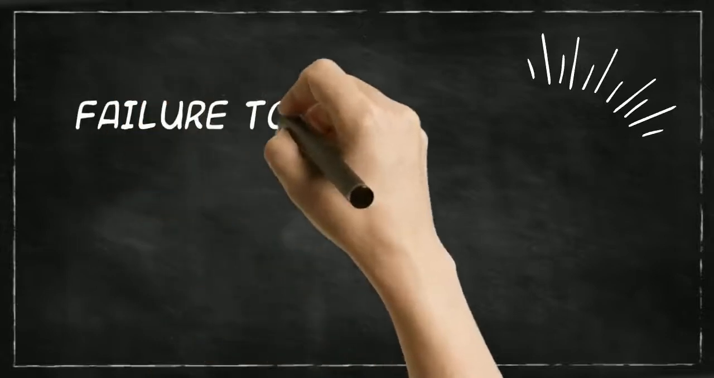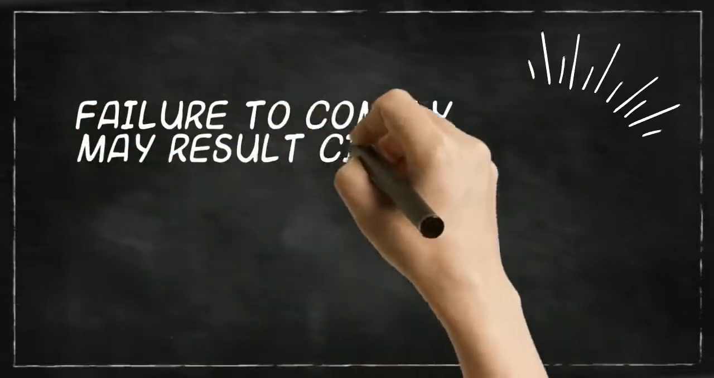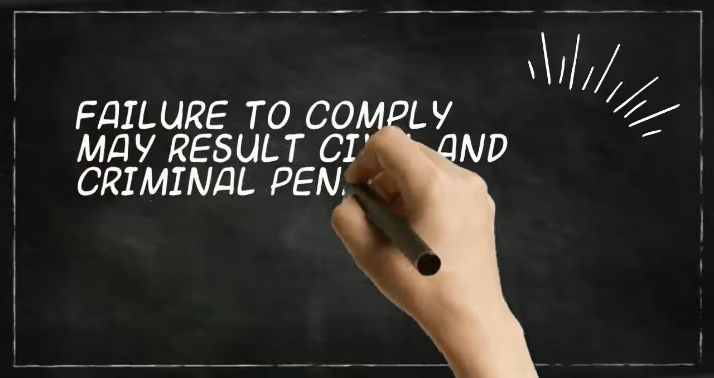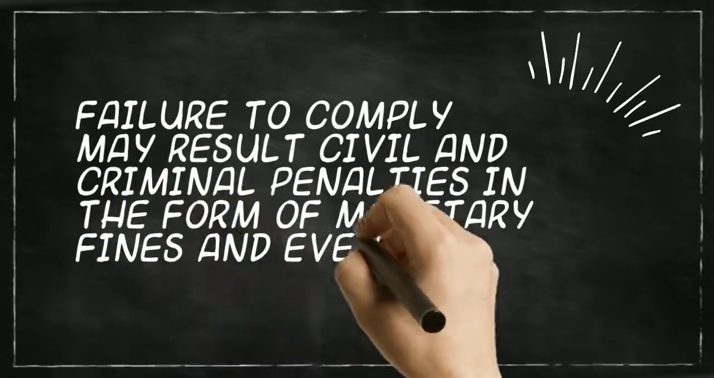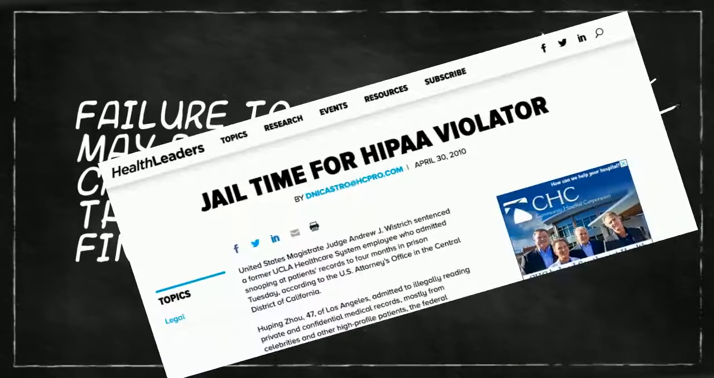Depending on the violation, covered entities that fail to comply with the privacy rule may be subject to civil monetary penalties and criminal monetary penalties. There have even been some more serious cases where violators have actually been sentenced to jail time.